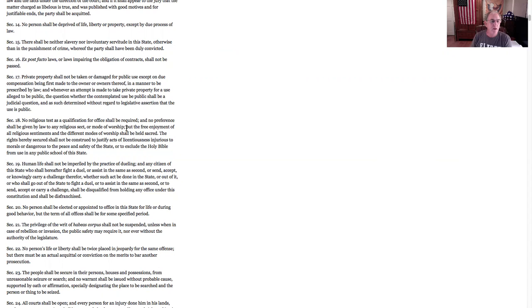Okay, so the government is not going to tell you this is the authorized or established, official church of the state. You can go whatever denomination you want to, Muslim, Hindu, Zen, Catholic, Episcopalian, or none at all. Okay. But the free enjoyment of all religious sentiments in the different modes of worship shall be held sacred.